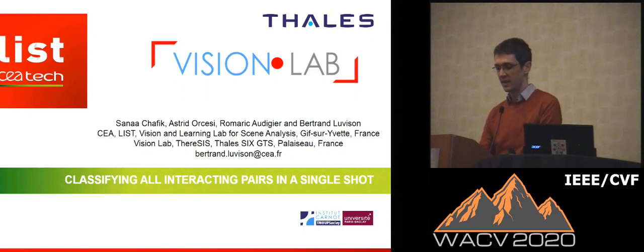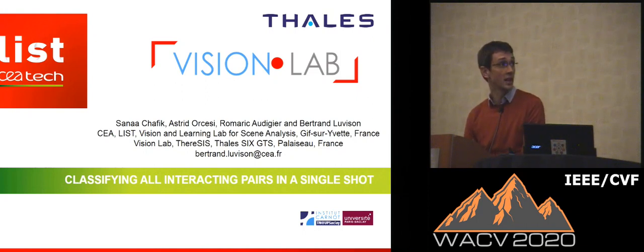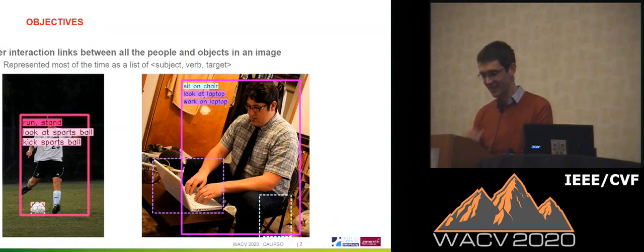So, what is at stake here is to find all the actions and/or interactions that the people are performing in the scene. That is to say, enumerate a list of triplets: subject, verb, and target. For example, in the right image, you want to say that this person is using the laptop in the blue box while sitting on the chair in the cyan box.